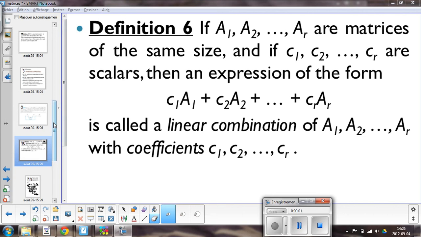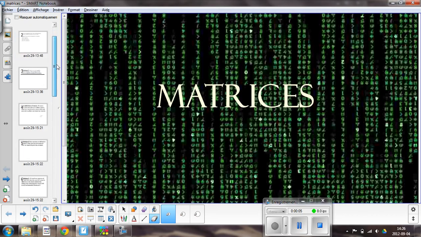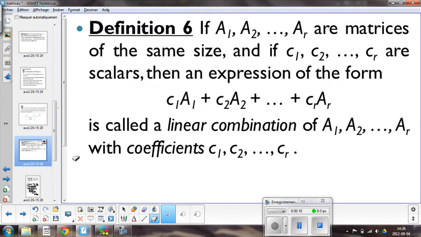Right, so we're still in the section about matrices. And this is a quick catch-up lecture for the people who have missed the lecture because of the election.